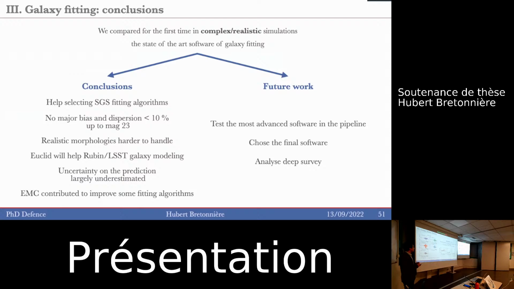So to conclude these results, I've listed a lot of conclusions here. I will just remind you that this study will help the choice of the algorithm of the Euclid pipeline, which will create the official catalog, so with which all the science will be done. And we've quantified the results on the bias dispersion, on the realistic morphology, etc. Here again, the Euclid consortium will have to do some next steps. So trying to see how the best software performs inside the constraining pipeline of Euclid, and to choose the final software, which will not be my responsibility.